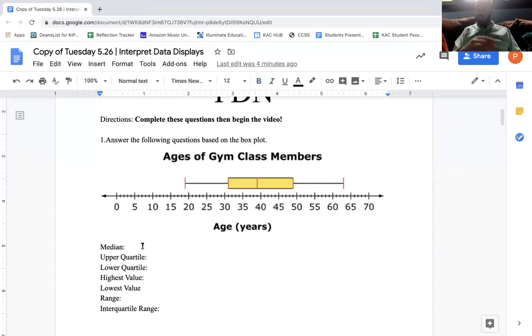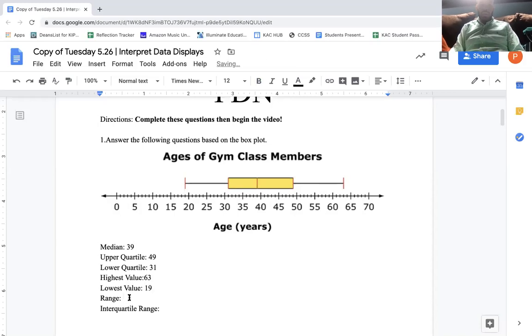Okay, this should be pretty straightforward. We worked on it a ton already this year. Median's at 39, it's right here. Upper quartile, remember, is this line, 49. Lower quartile is this line, which would be 31. Highest value is 63. Lowest value is 19.